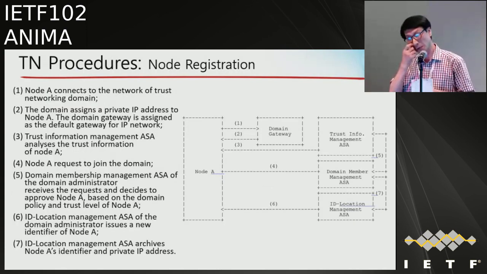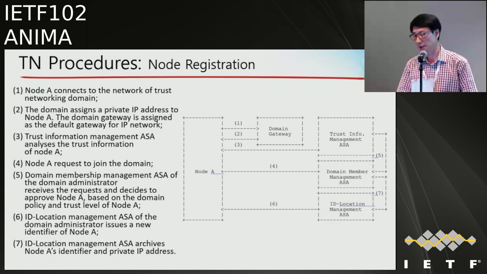Okay, next slide, please. In the draft, as a use case, we defined two procedures. One is node registration, for an autonomic node to register as a trustable entity within the domain. You can see one node in the diagram interacting with a domain gateway. The domain gateway assigns a private IP address to the node, and the domain gateway is also assigned as the default gateway for the IP network. There are three ASAs defined for this purpose: the trust information management ASA, the domain member management ASA, and the ID location management ASA. Through these interactions, an autonomic node can be registered as a trustable entity in the trust networking domain.